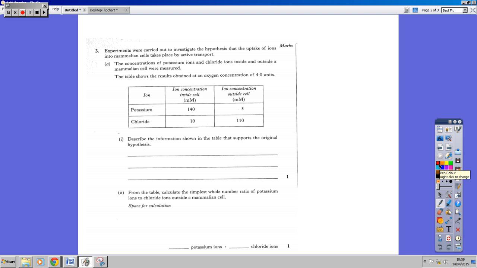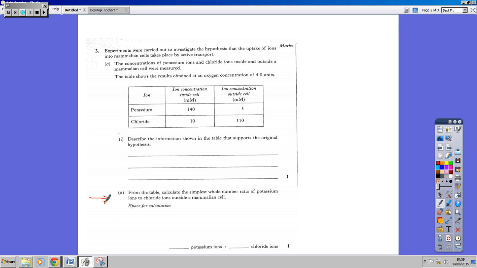The first past paper question says experiments were carried out to investigate the hypothesis that the uptake of ions into mammalian cells takes place by active transport. The concentration of potassium ions and chloride ions inside and outside the mammalian cells were measured, and the table shows the results obtained at an oxygen concentration of 4.0 units. The question we're going to look at here is the ratio question, which is this point here.